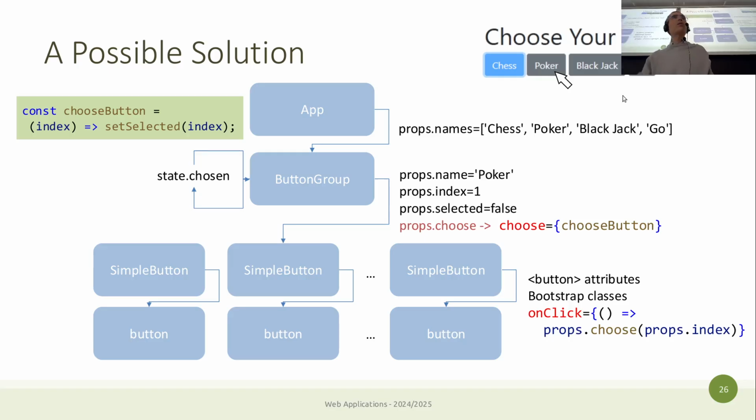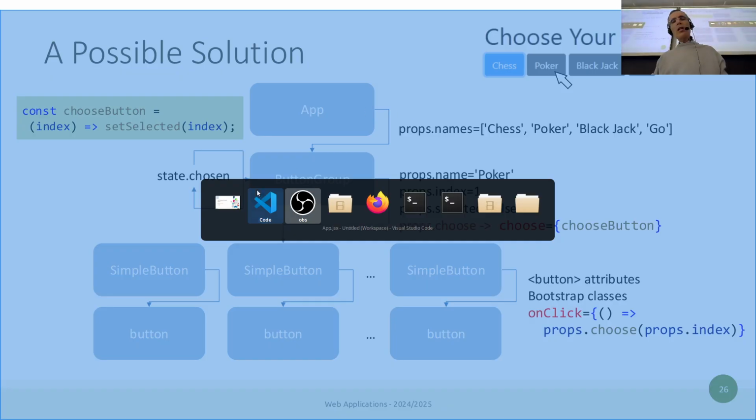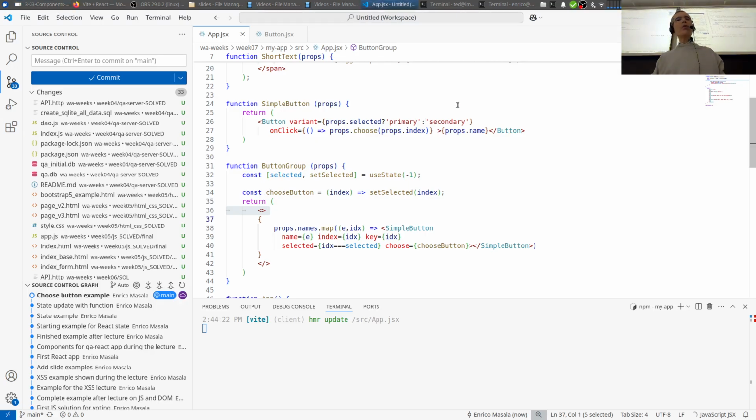Okay. So this schema that I designed on the slides, we see it implemented in code. Okay, it's actually very simple. You just have to have this button group and a simple button. We use the bootstrap button for the rendering. We already have an app, so I included it in the rest of the examples we already have. So let me show you how it works.